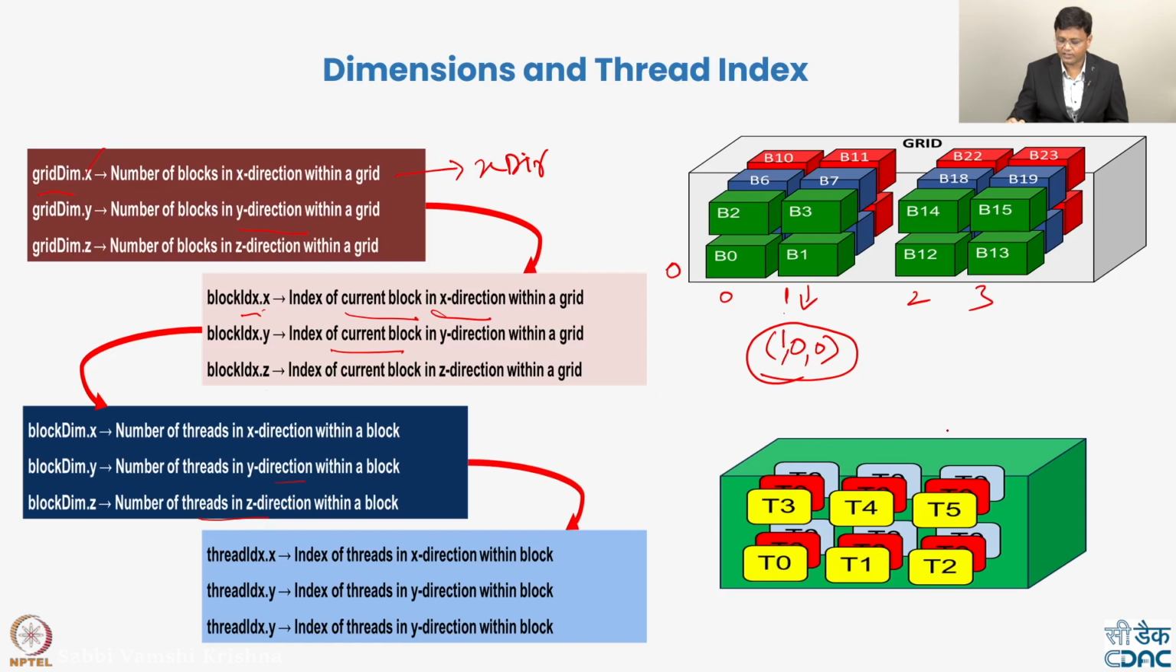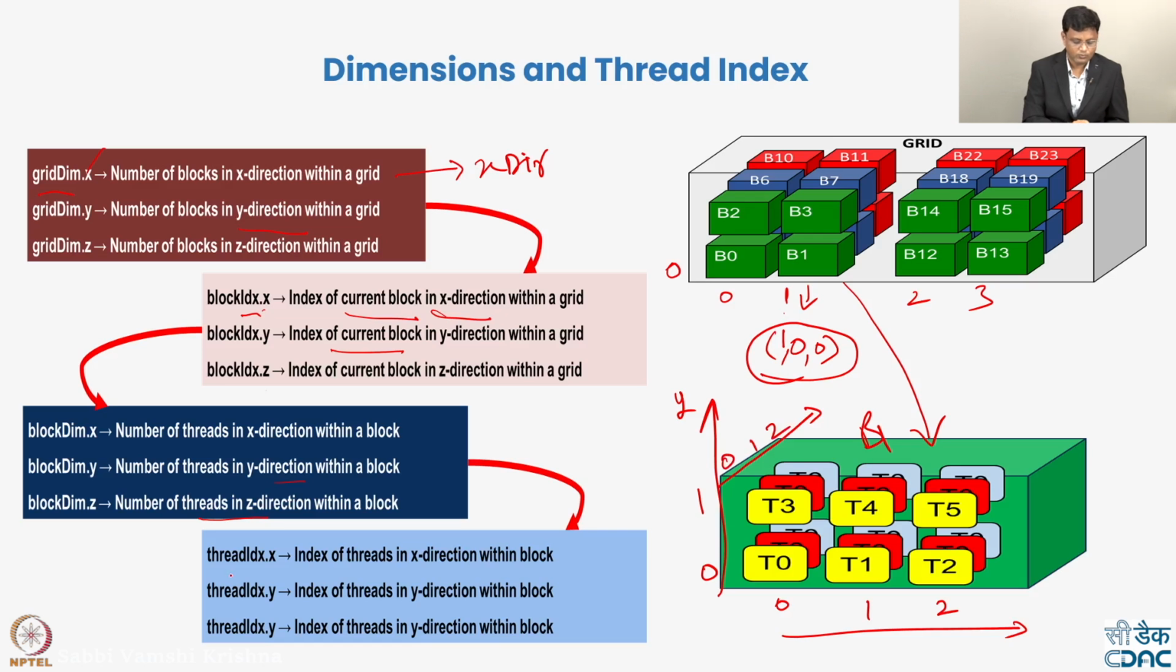Now, we have identified the particular block. Suppose this is my B1 block, and within this block threads are arranged in all 3 dimensions. So, I can say the value of x is 0, 1 and 2, the value of y is 0 and 1, and the value of z is 0, 1 and 2.